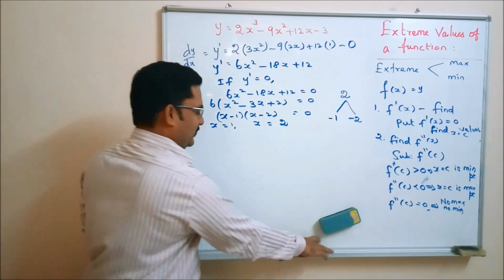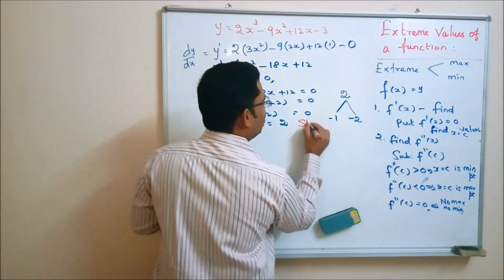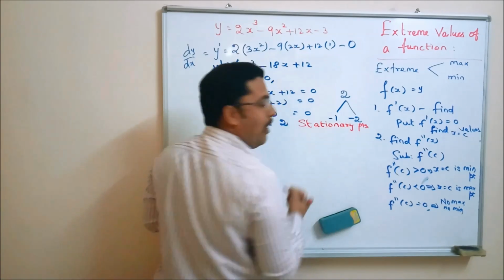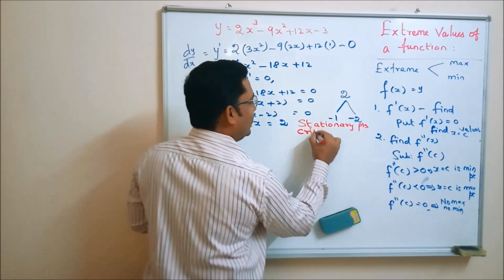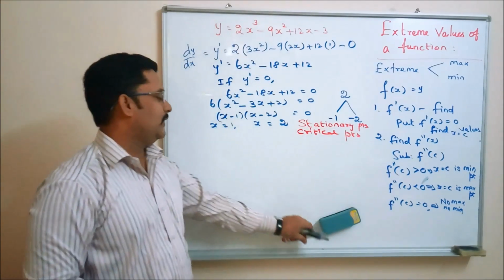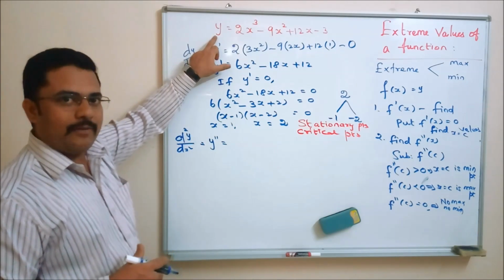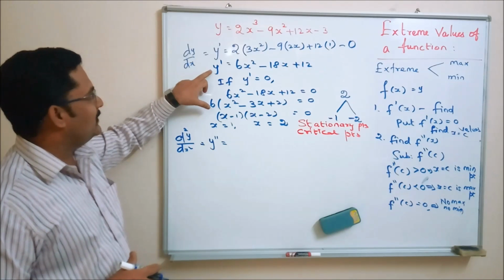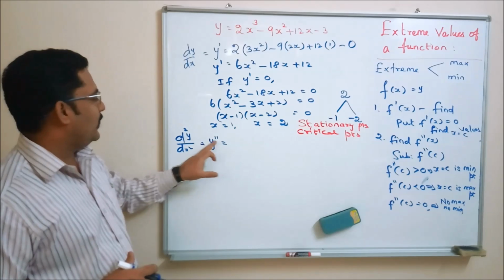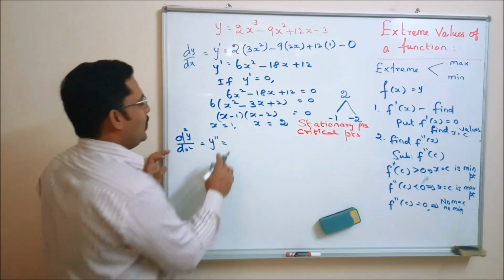And these 2 points, x is equal to 1 and x is equal to 2, are called the stationary points, or sometimes critical points. The stationary points or the critical points. Let's find the second derivative of the function y. Already we found y dash and hence go for y double dash. We call the y double dash as d square y by dx square, the second derivative.